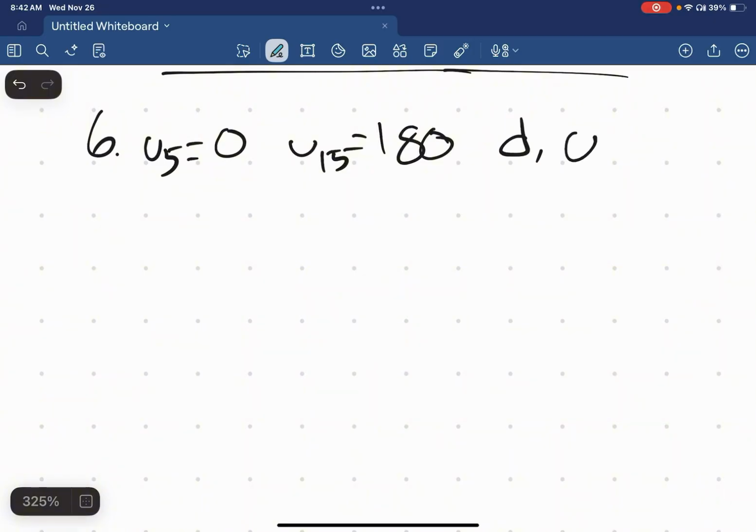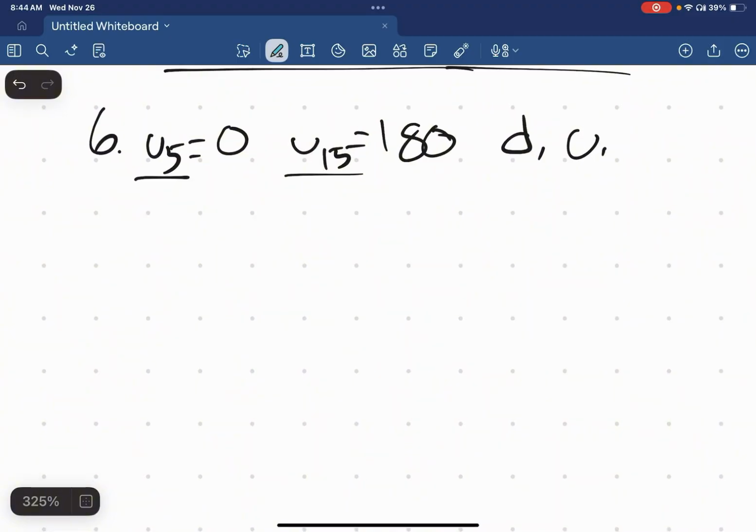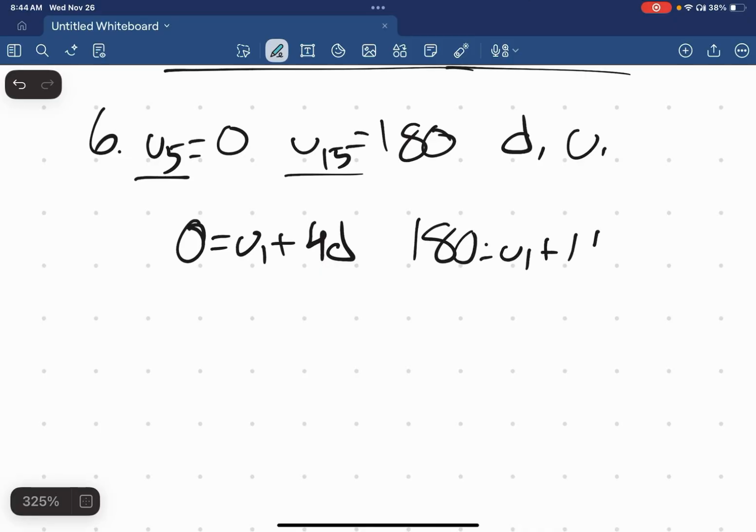So let's just set that down for now so we know what's going on. Here we're going to have to set up an equation using both of our terms. The fifth term, 0, is going to be equal to u1 plus 4d, and the 15th term is going to be equal to 180, which is equal to u1 plus 14d.